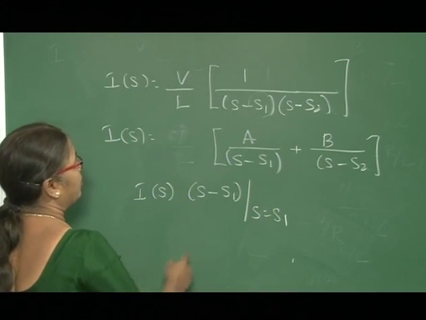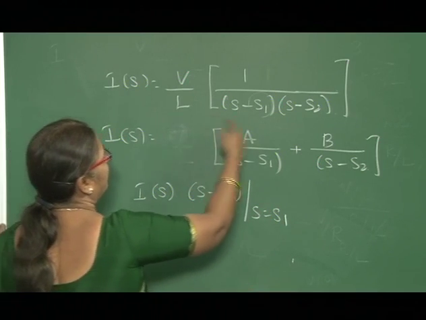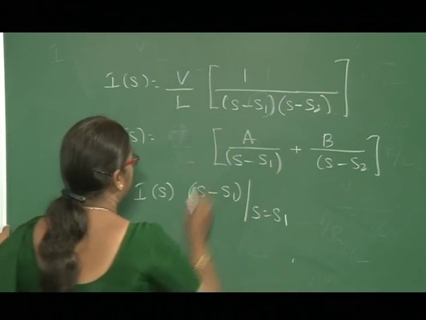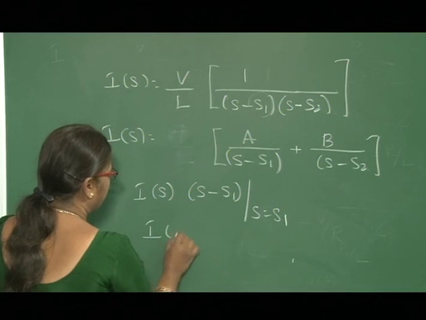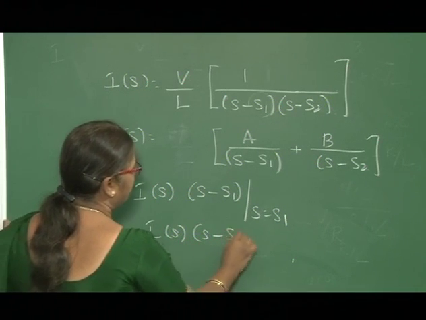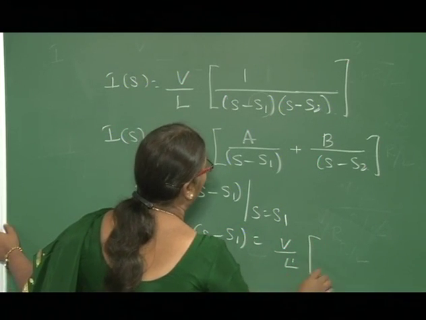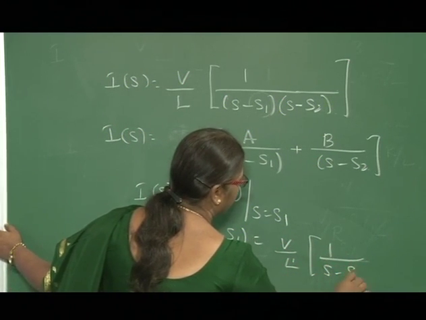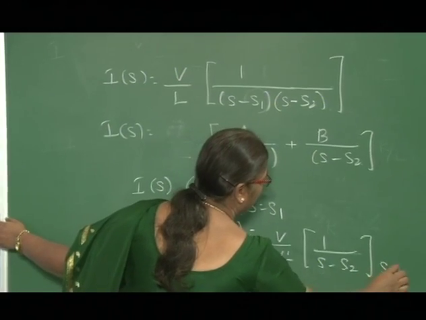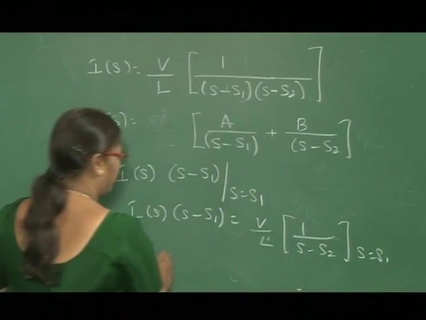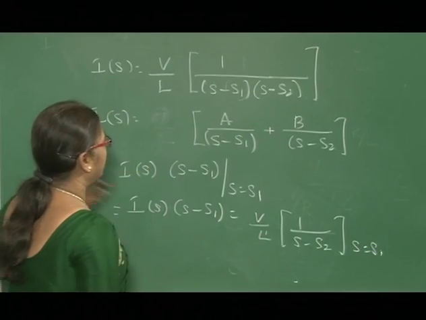So, if I do this manipulation, the moment I multiply I of s by s minus s1, it reduces to V by L into 1 by s minus s2, and I need to substitute s equal to s1. This manipulation gives me the value of A.